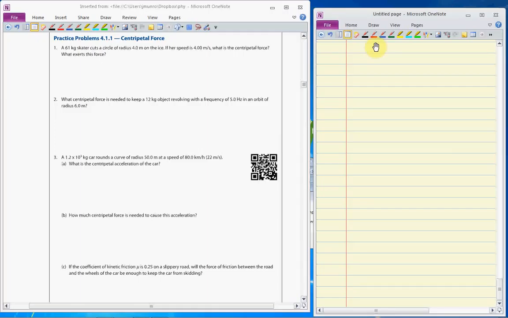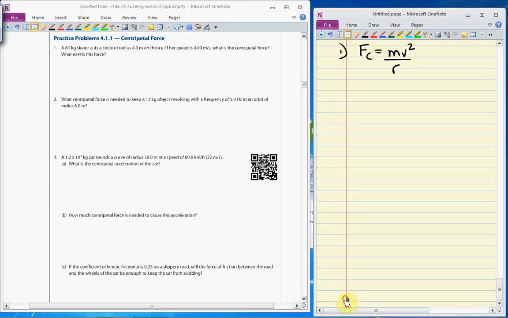This is practice problems 4.1.1. Question number 1 has this skater cutting a circle. As soon as you see circle, you know it's a centripetal force question. If you were ever on a final exam or something like that, we use this formula, mv squared over r, because we know the velocity.